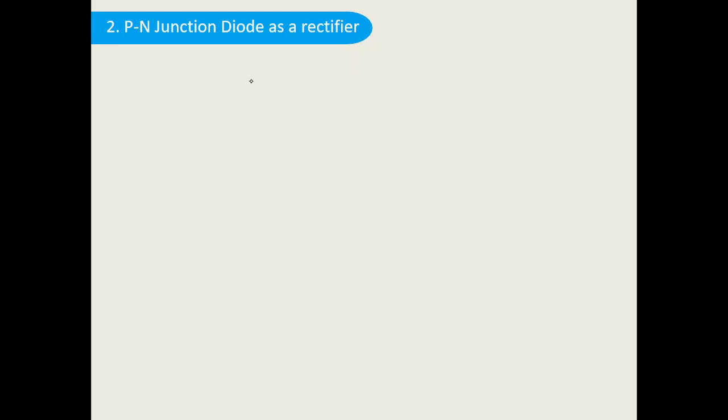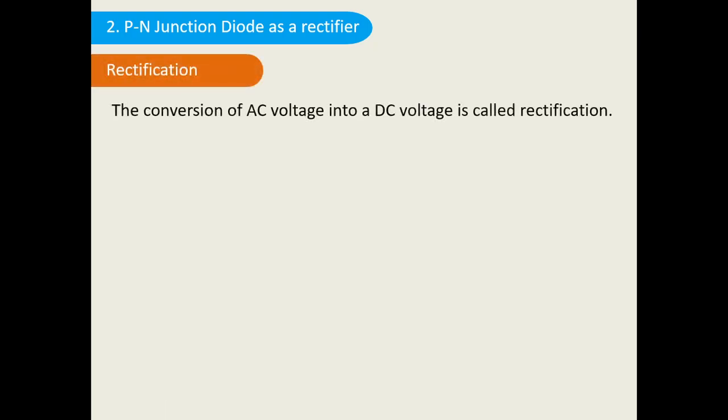So let us first say what is called rectification. Rectification is a noun form, so we can say it is a process. Rectification is the process in which AC voltage is converted into DC voltage. So the process in which the conversion of AC voltage into DC voltage takes place is called rectification.